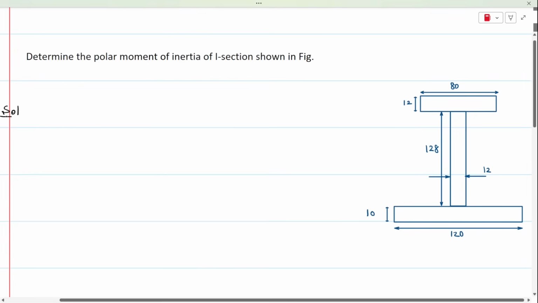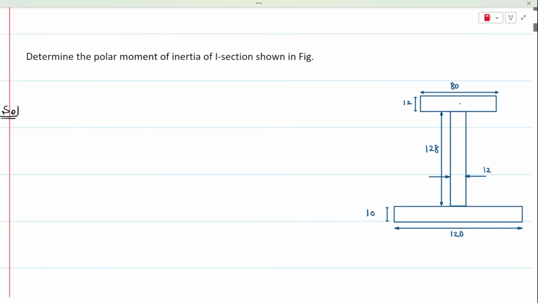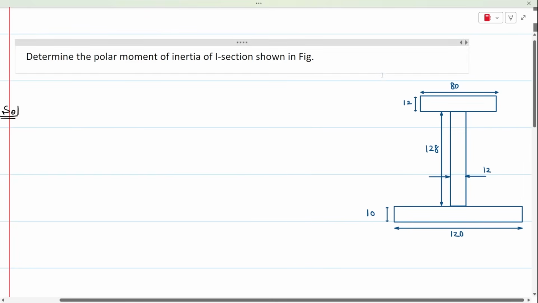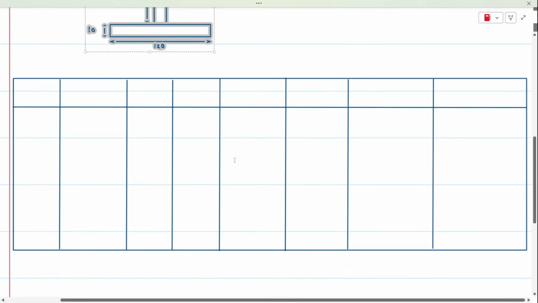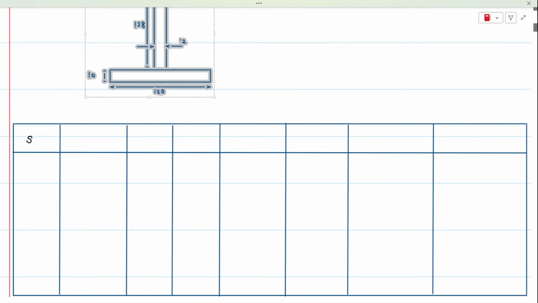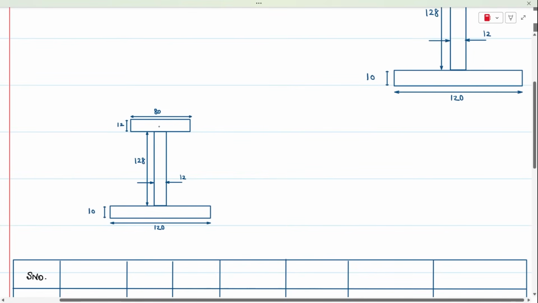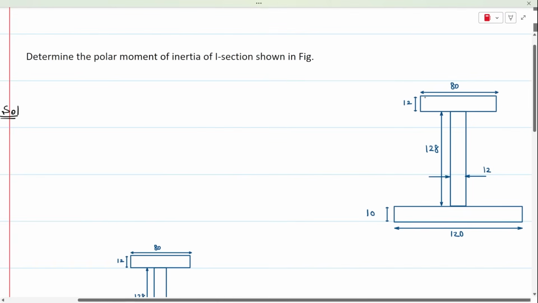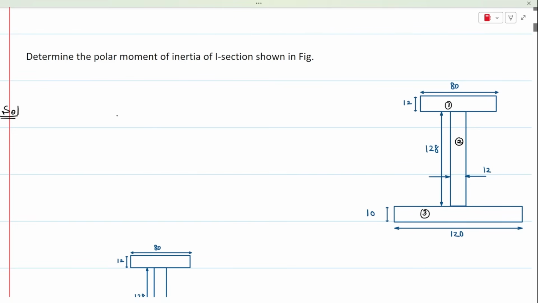Now, first we need to compute the areas for each of these. Let me copy this image. There are three areas in the I-section: area number 1, 2 and 3. Let's write this as number 1, this will be number 2, and this is area number 3. The dimensions are in mm.